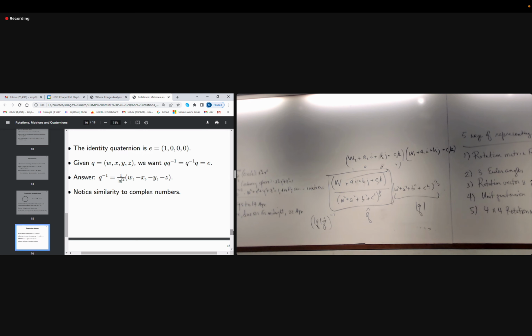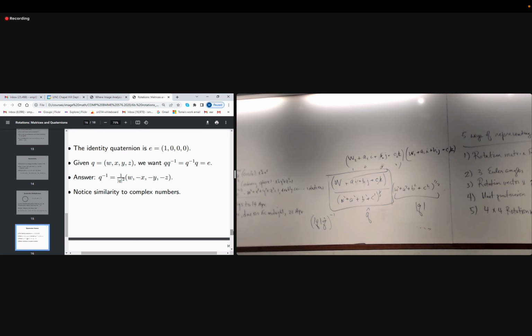And for the particular case where you have a unit quaternion, where the size of q, w squared plus a squared plus b squared plus c squared to the half, is 1, you get 1 over 1, which is what we had before, w minus x minus y minus z. Got it?